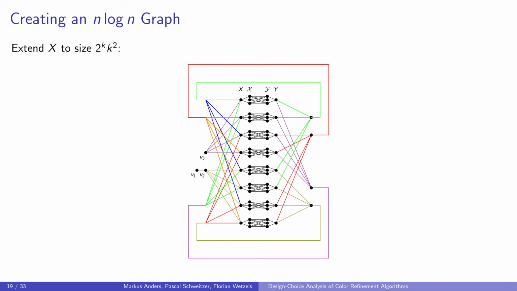The graph class is then extended to the size 2 to the k times k squared. We do this by extending x to 4 layers, where the two middle layers contain a full bipartite graph of size k for each vertex in x. Then there are 2 to the k times k vertices and 2 to the k times k squared many edges in these layers. The reason why we do this is that we later want to insert gadgets without increasing the asymptotic size of the graph.